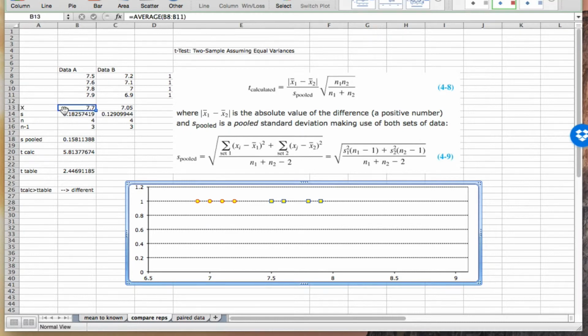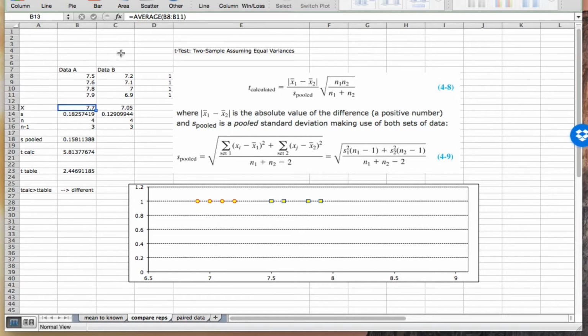So how do I implement this? I take the average of B1 over B8. I take the average of C8 over C11. I calculate the standard deviation for both data sets. I've listed n for both data sets just to help me in subsequent calculations. N minus 1 is the degrees of freedom.